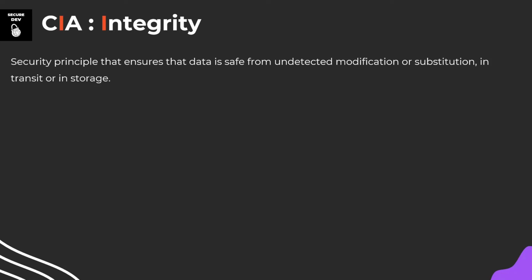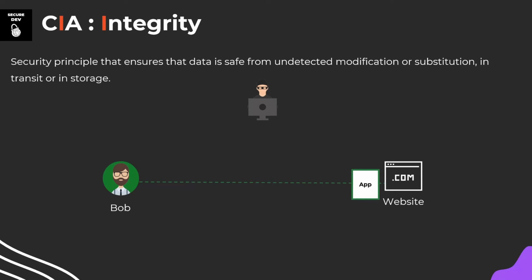Integrity is a security principle that ensures that data is safeguarded from undetected modification or substitution, whether in transit or in storage. So to illustrate this, let's consider Bob, who decides to download an app from the internet. If the communication isn't secure, an attacker could easily substitute the app with a malicious program or a spyware, leaving Bob not aware about the original app's alteration.